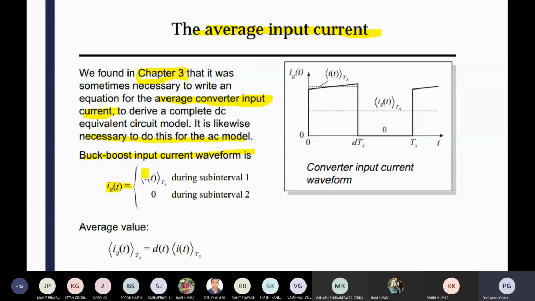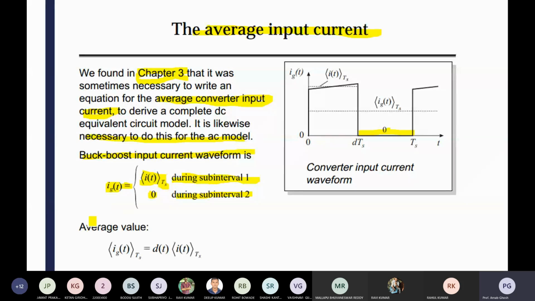IG was your input current, and IT means inductor current. The total current is averaged over the cycle of TS. During sub interval 1, it is 0, and during sub interval 2, that is why you will get that 0 current.